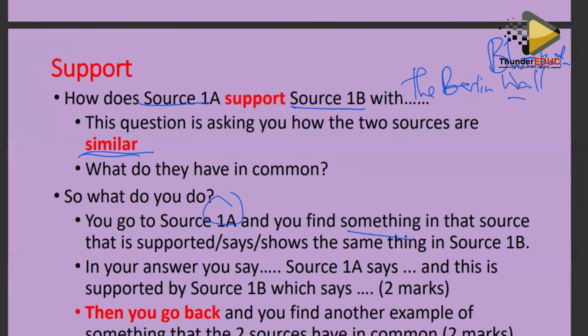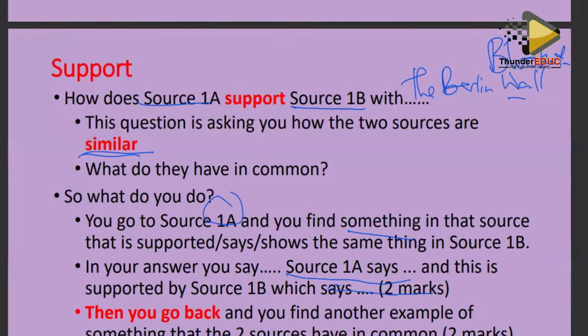In your answer, you say, right, this is the only prescribed way of answering this question. Do not explain anything or write anything else. Just go to the prescribed way. Write, source 1A says the Berlin Wall was made of concrete. And this is supported by source 1B, which shows a concrete wall. You are done. You get your 2 marks, because you have shown how the two sources are supporting each other.